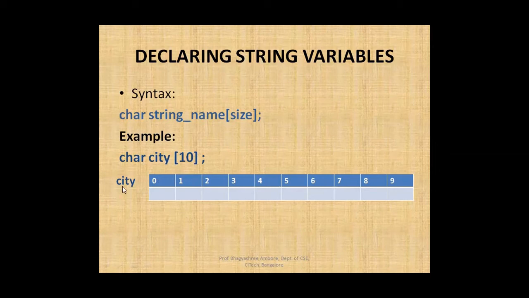How to refer to this? City of 0. How to refer to this? City of 1. City of 2. Like that it goes till city of 9. Just like a one-dimensional array, the subscript always starts with 0 and goes up to maximum size minus 1. Because we are starting with 0, obviously it will end with 9. A total of 10 locations have been created. Each location can hold only one character. That is the meaning of declaration.